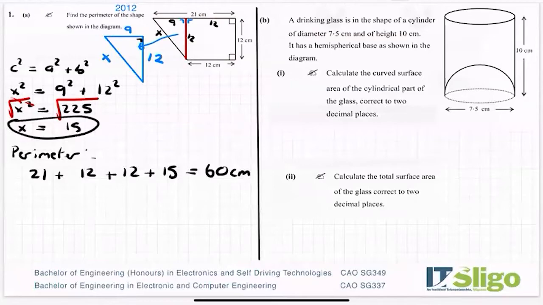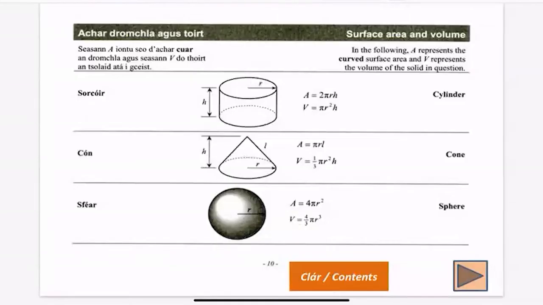So a drinking glass in the shape of a cylinder of diameter 7.5 and height 10. Okay, it has a hemispherical base as shown in the diagram. Okay, so it comes down and then kind of goes up like that. Okay, well, that's an unusual drinking glass. Calculate the curved surface area of the cylindrical part of the glass. Okay, so just like in a previous question, when you get your surface area and volume, it's page 10 of the log tables.